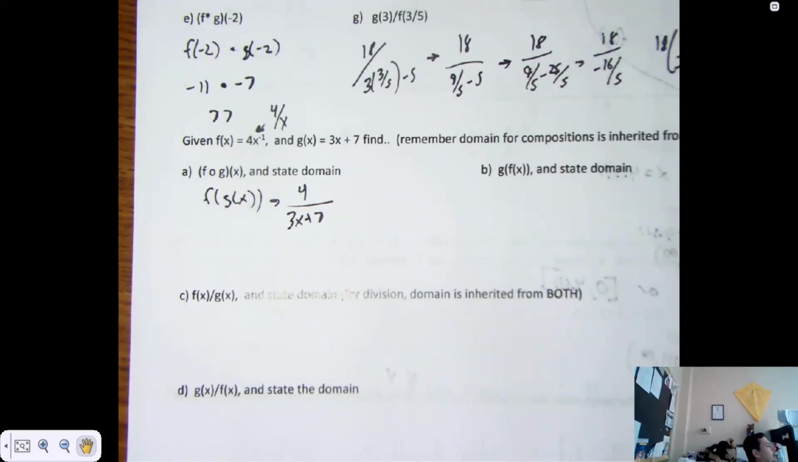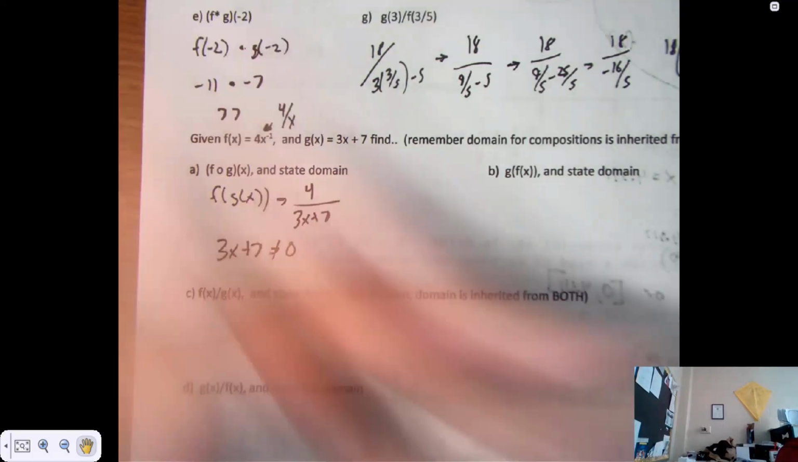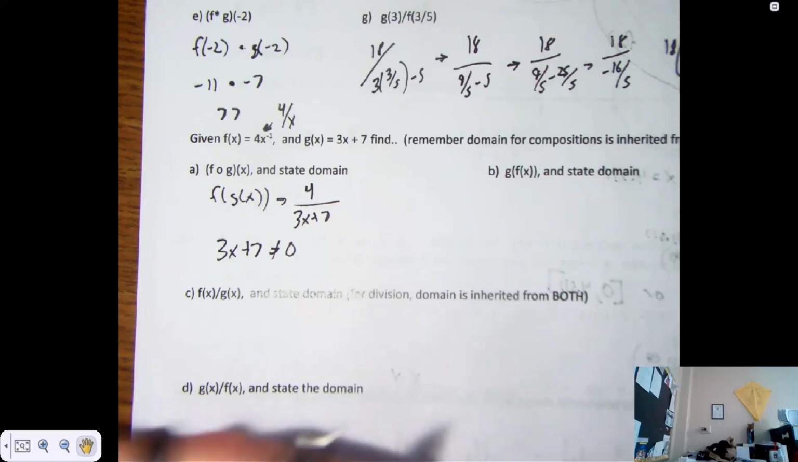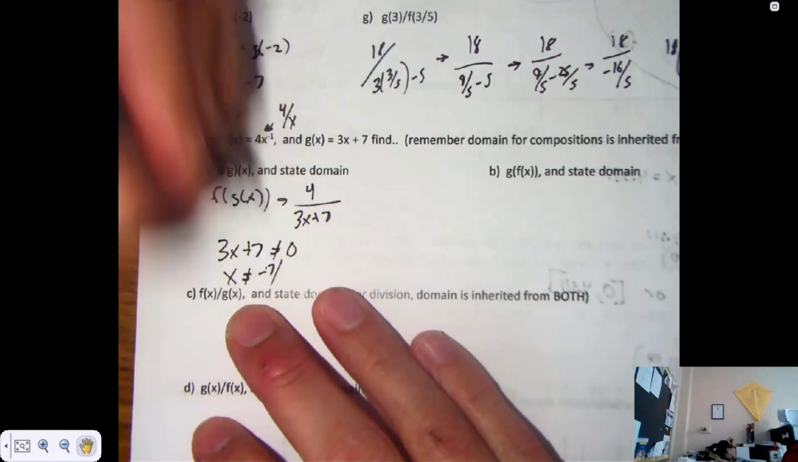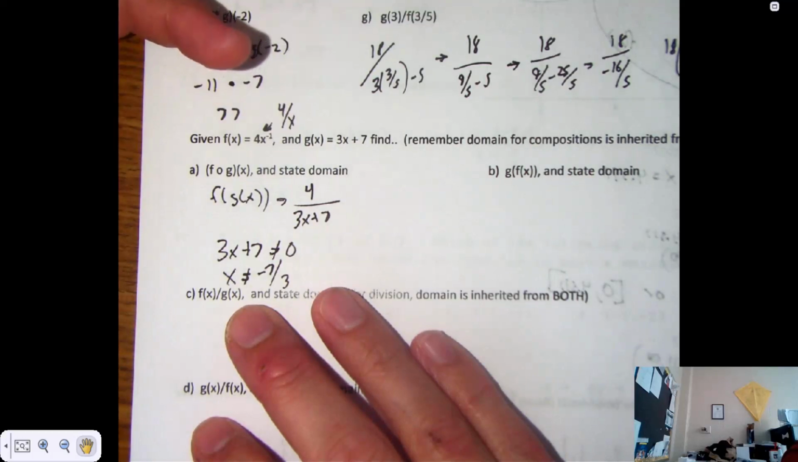What is the one thing you cannot divide by? 0. It is impossible to do such a feat. You can't even ask why. It just doesn't make sense. So you say 3x plus 7 cannot be 0. 2 steps. Subtract 7, divided by 3. What can x not be? Negative 7/3.